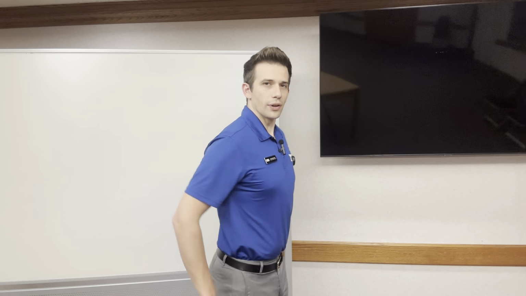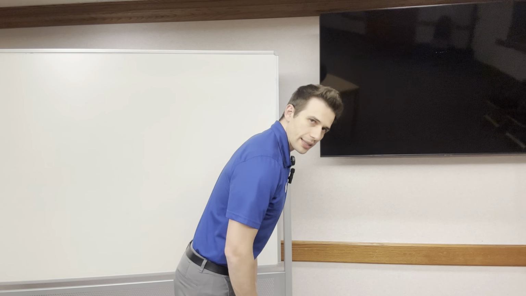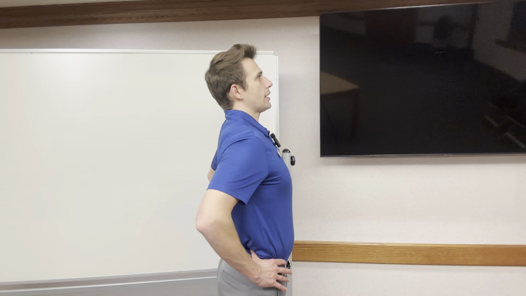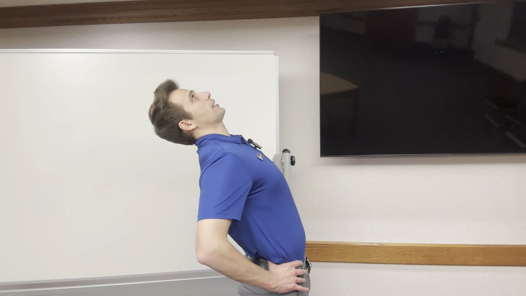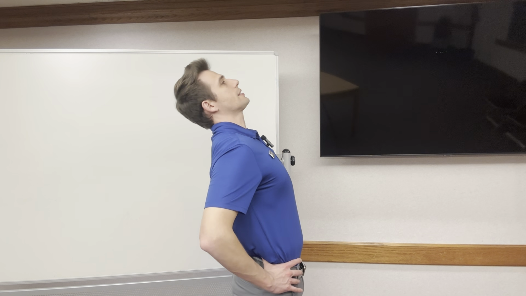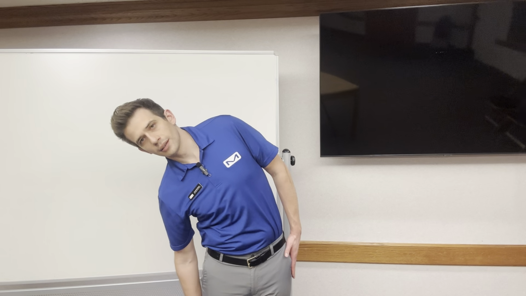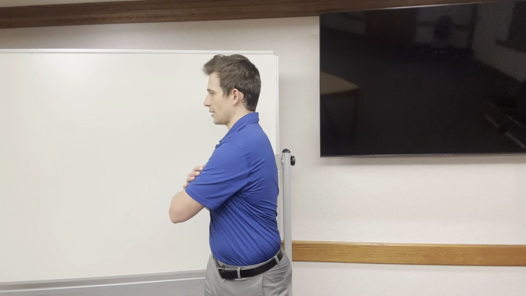Lumbar flexion involves bending and hinging down at the hips as if we're going to reach toward the floor. Lumbar extension involves bending backward like we're looking up to see the sky. Lumbar side bend looks a lot like thoracic side bend. And lumbar rotation looks a lot like thoracic rotation.